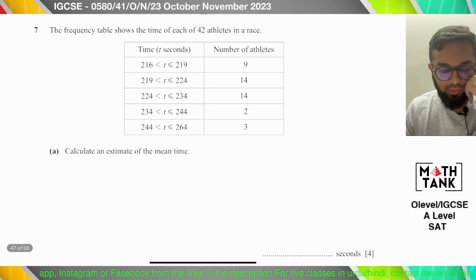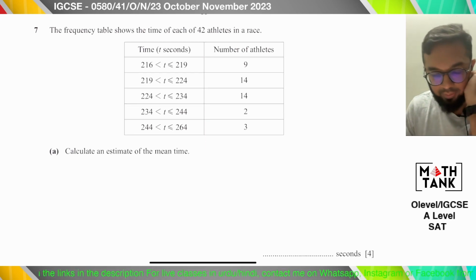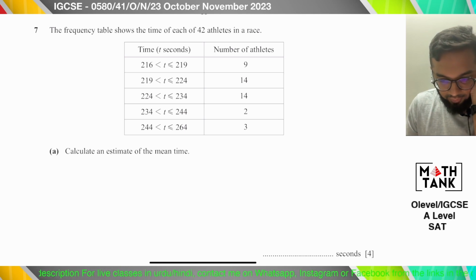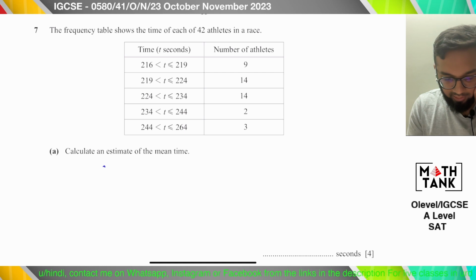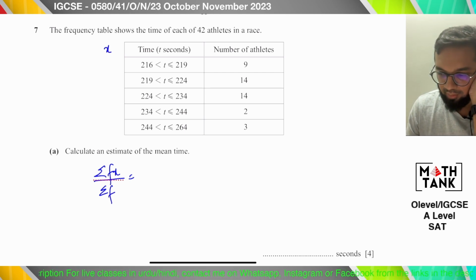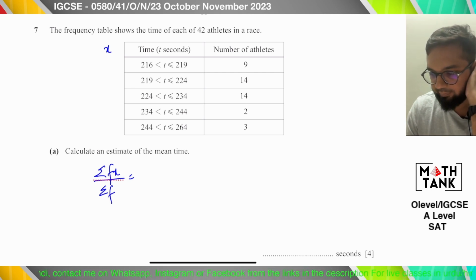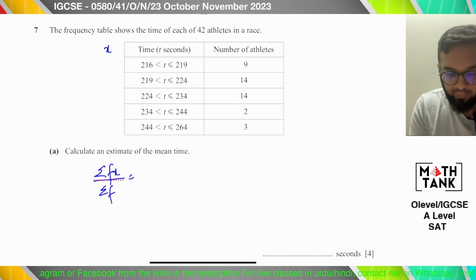Simple question. Let's look at now a statistics question. It says the frequency table shows the time of each of 42 athletes in a race. Calculate an estimate of the mean time. So mean is sum of fx over sum of f. What is x? x is the midpoint of these. So 216 plus 219 divided by 2 is 217.5.